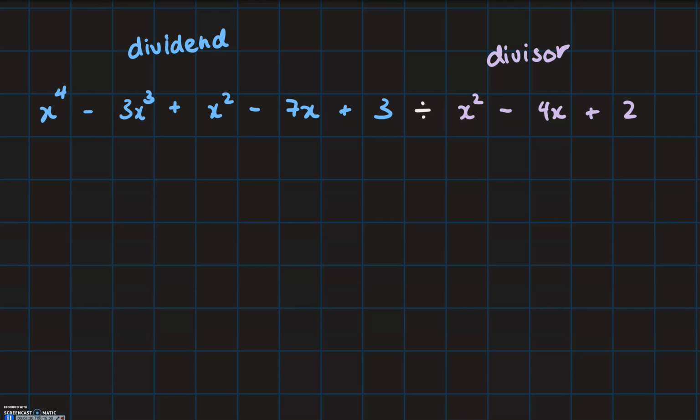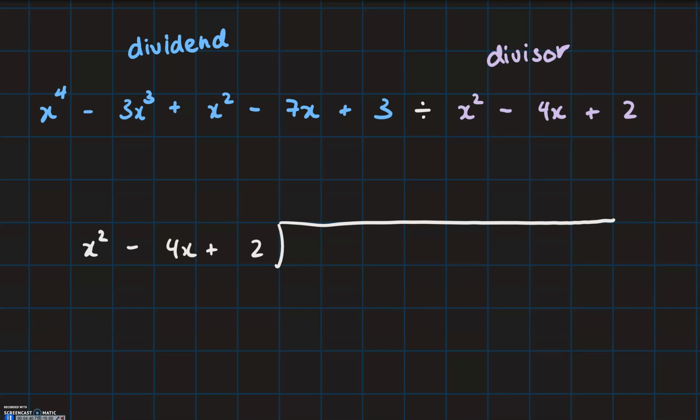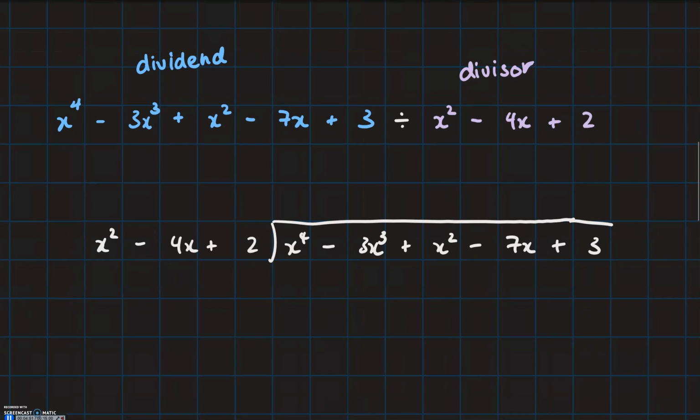So what I'm going to do is write this with division notation. So I'm going to have x squared minus 4x plus 2, and I'm dividing my polynomial by this. I'm dividing x to the power 4 minus 3x cubed plus x squared minus 7x plus 3. Okay, cool. So when I did my regular long division, I kept going down the digits until I had a number that I could divide in my dividend by my divisor.